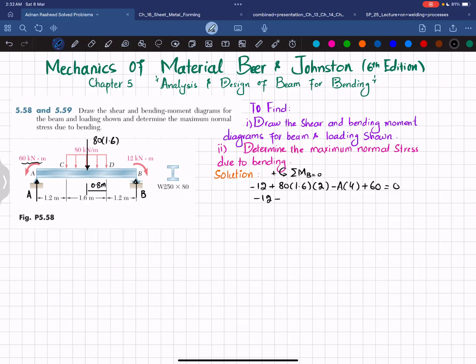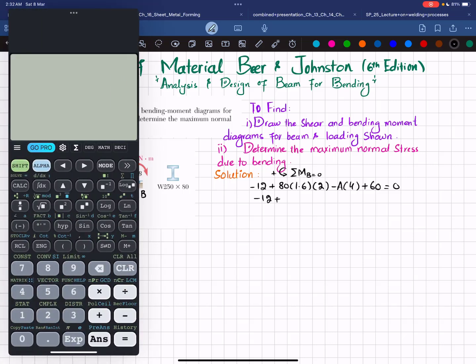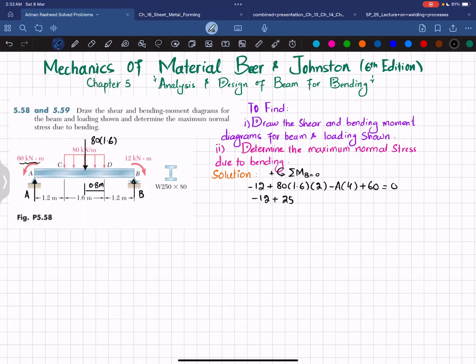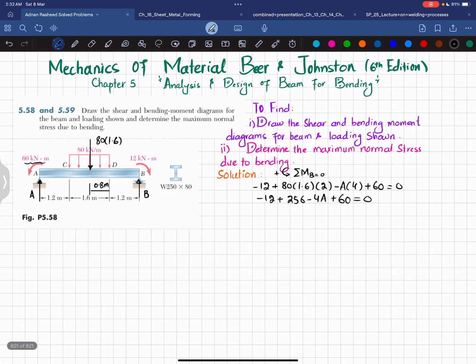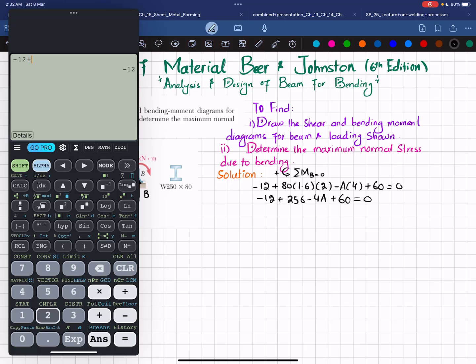So minus 12 plus 80 multiplied by 1.6 multiplied by 2, which is 256, minus 4 times A, plus 60 is equal to 0. Minus 12 plus 256 plus 60 gives 304, so 4A will be equal to 304. From here, A will be equal to 304 divided by 4, which gives 76. So A is 76 kN.